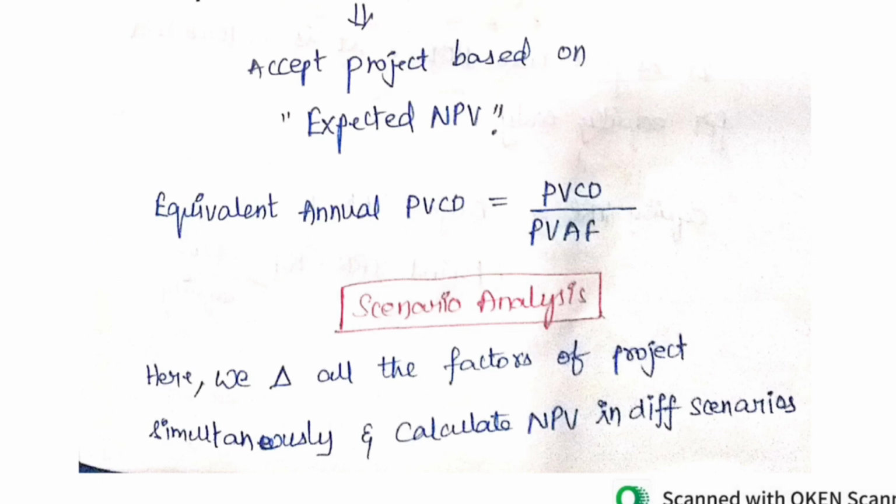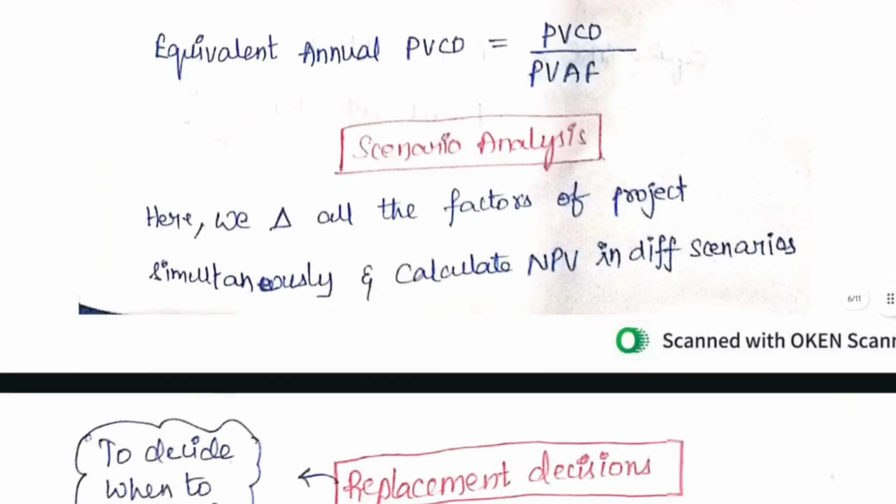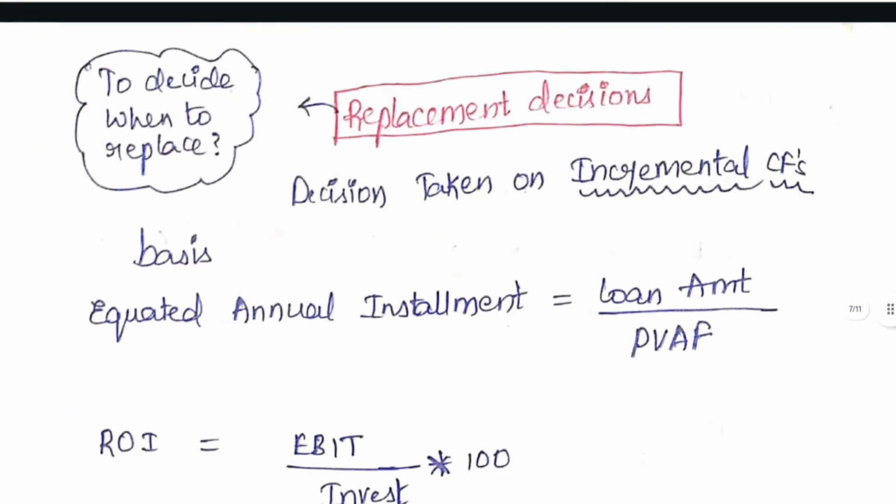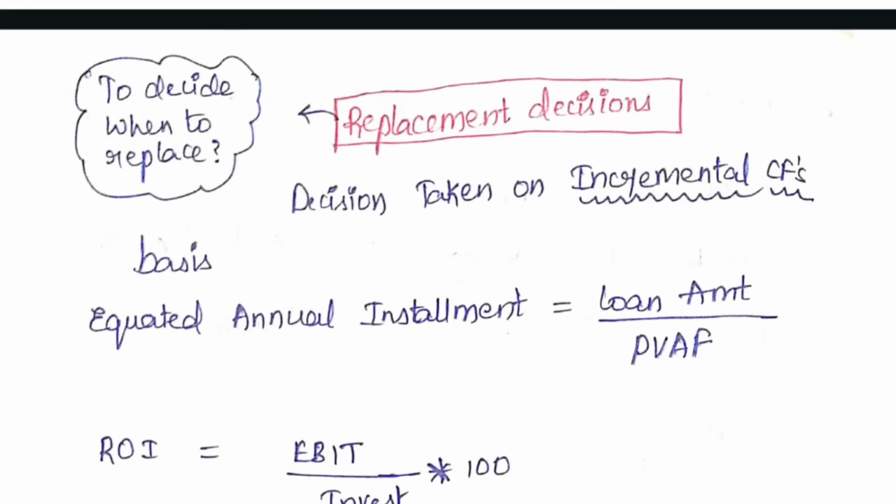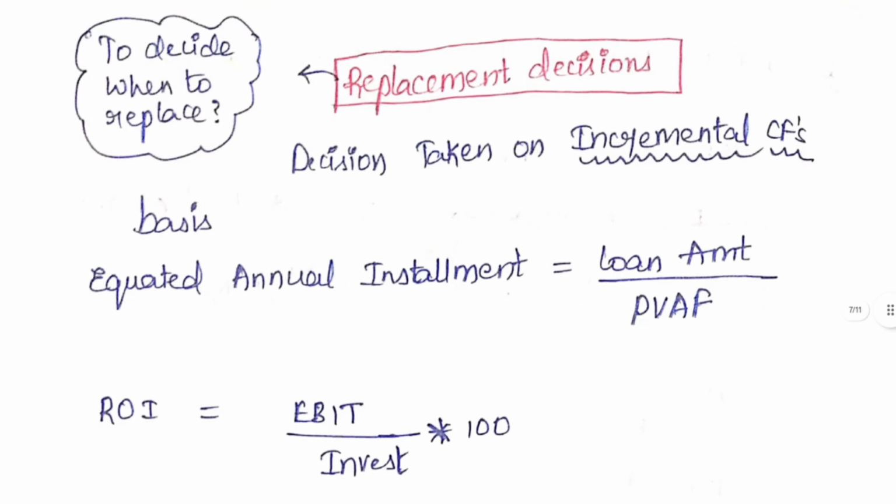Next, scenario analysis. Here, we change all the factors of the project simultaneously and calculate NPV in different scenarios. Next, replacement decisions. In case of replacement decisions, the decision will be taken on the basis of incremental cash flows. Replacement decision is done to decide whether to replace the machine and when to replace the machine. Mainly, it is done to decide when to replace the machine.